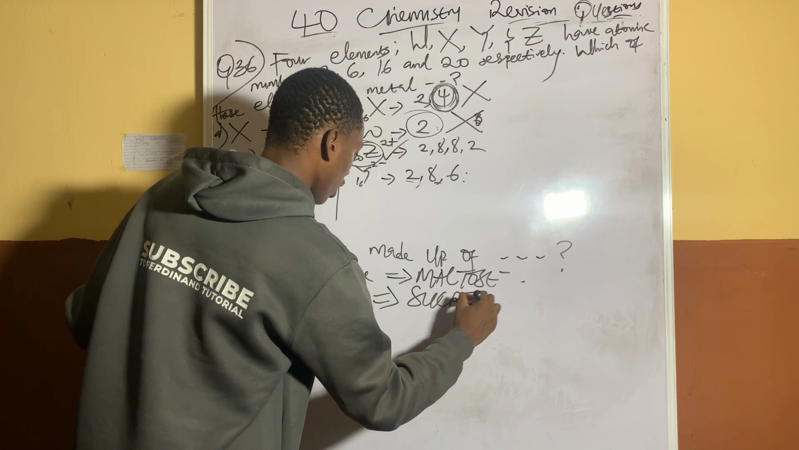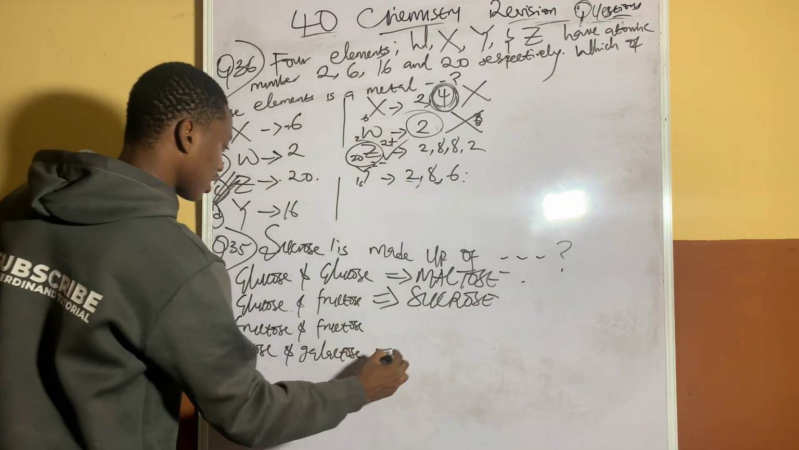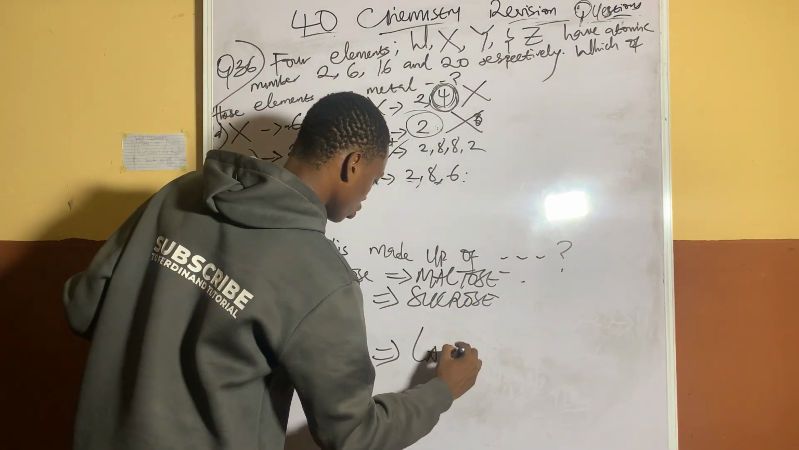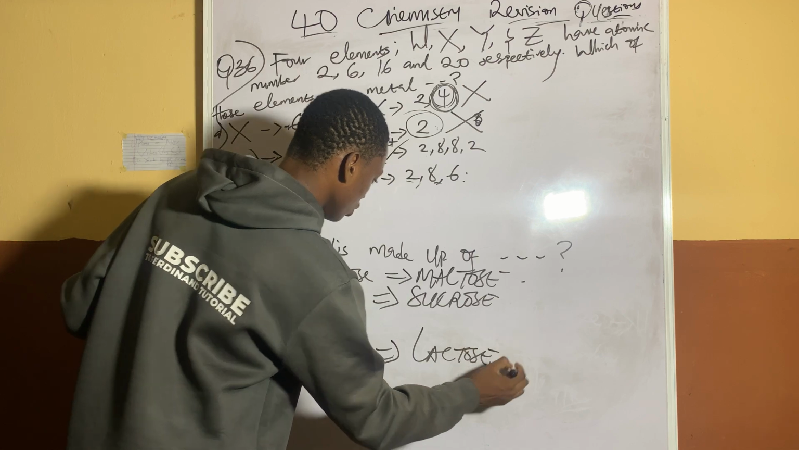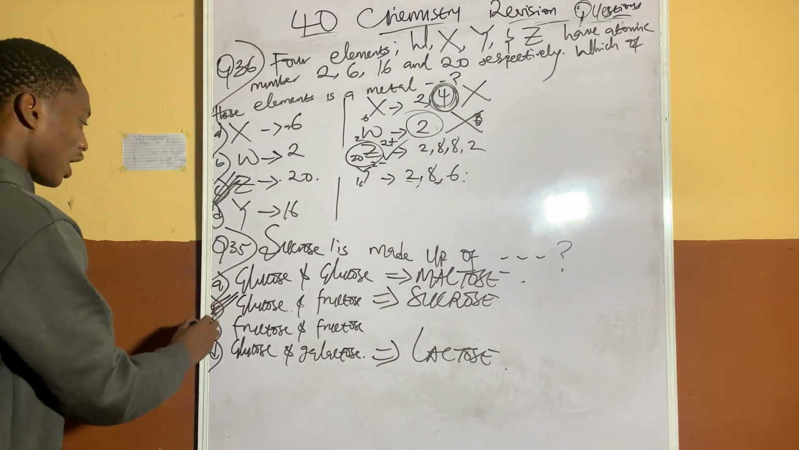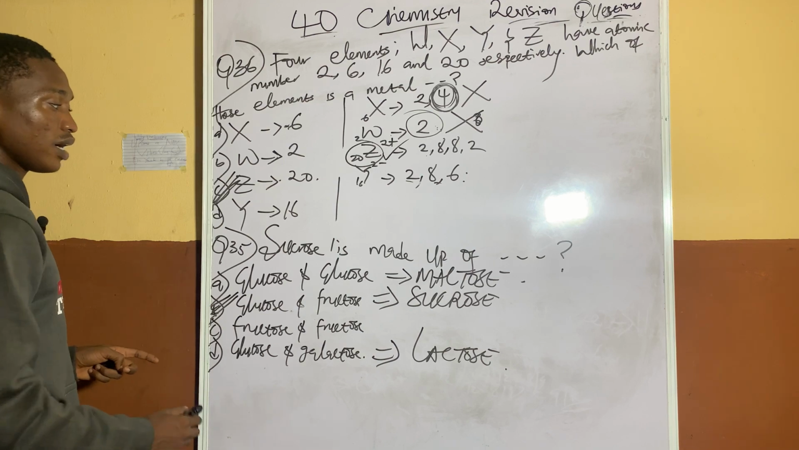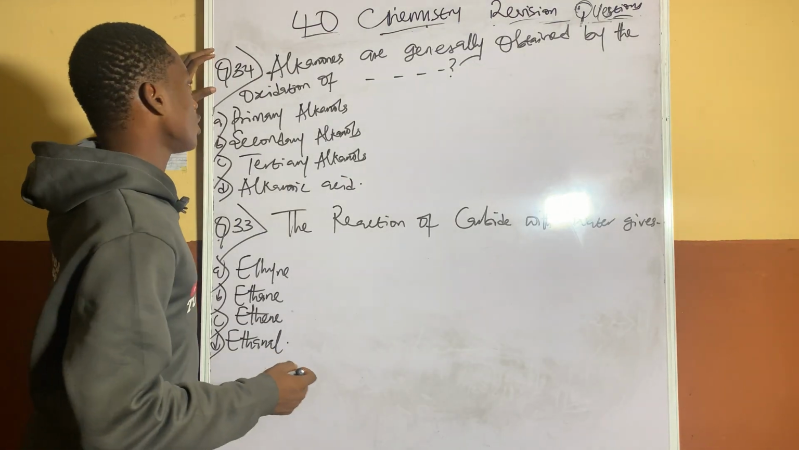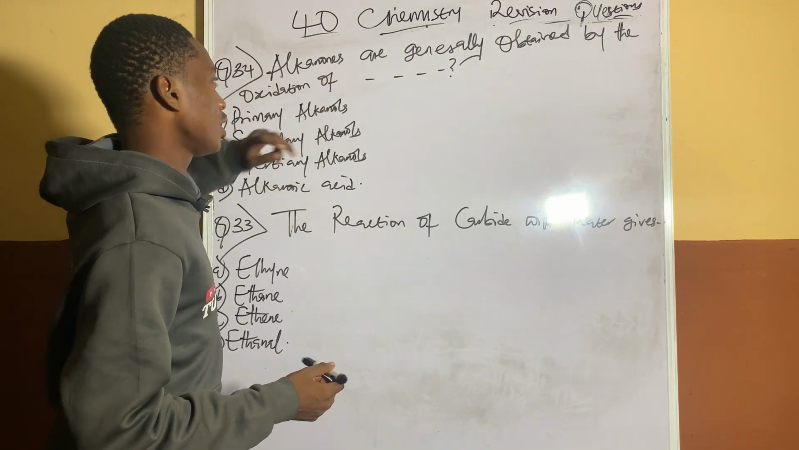Glucose plus fructose will form what? Sucrose. Are we there now? Now, glucose plus galactose will form what? Lactose. These are the 3 important disaccharides you must know. Are we together? So, sucrose is made up of what? Glucose and fructose. So, our answer is what? Our answer is B.